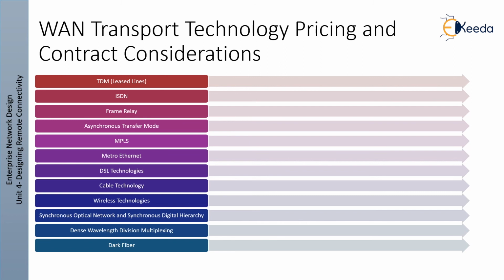For dark fiber, contract periods are generally for 20 years. One option to consider is the right of non-reversion, meaning that no matter what happens to the provider, the fiber is yours to use for the full 20 years, protecting the enterprise in case of service provider merger, bankruptcy, and so on. The process and responsibility to repair the fiber when necessary should also be defined in the contract.